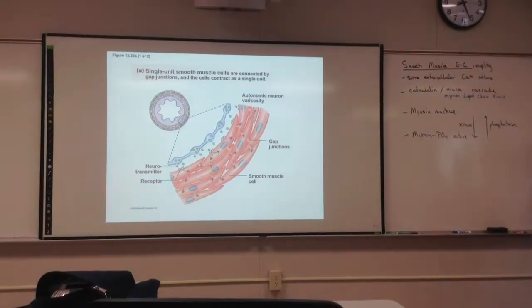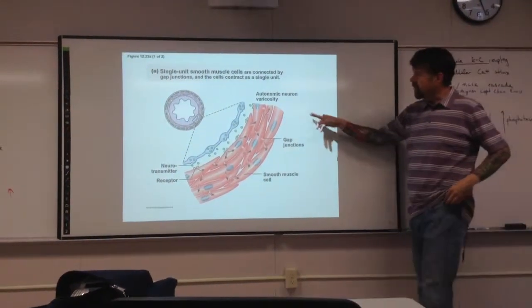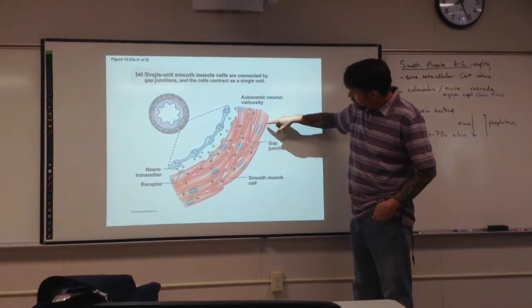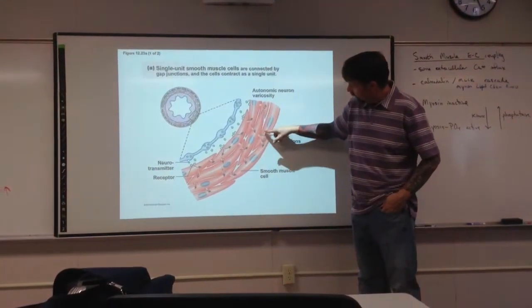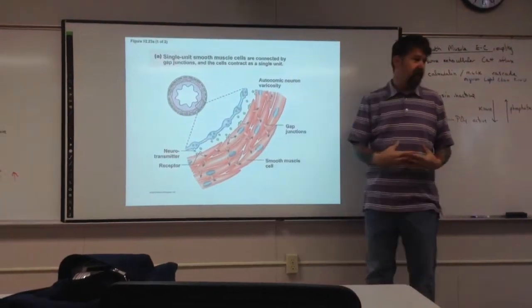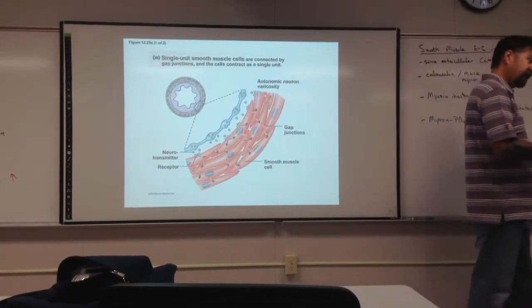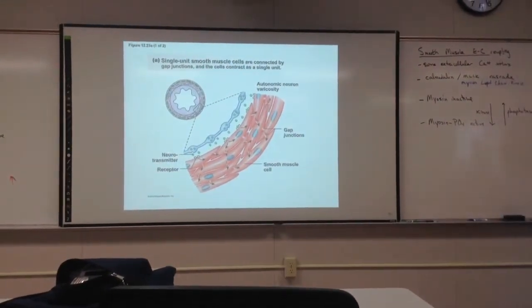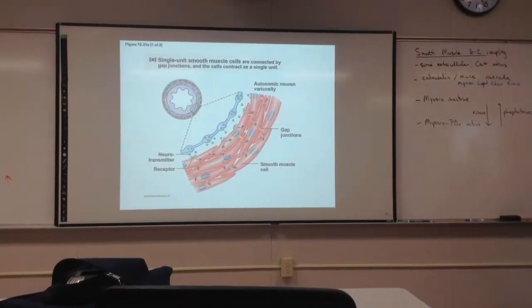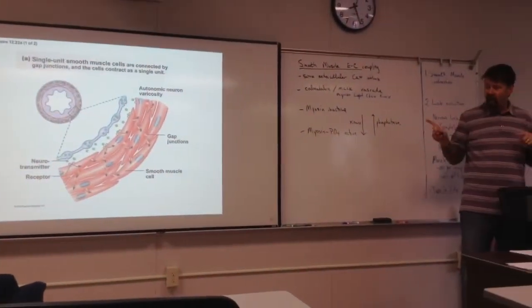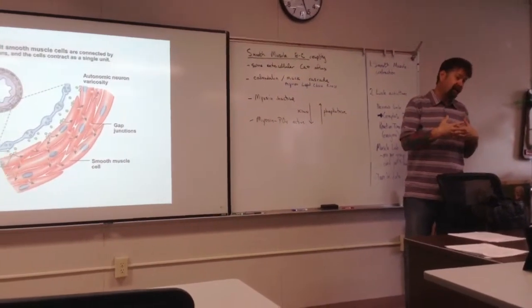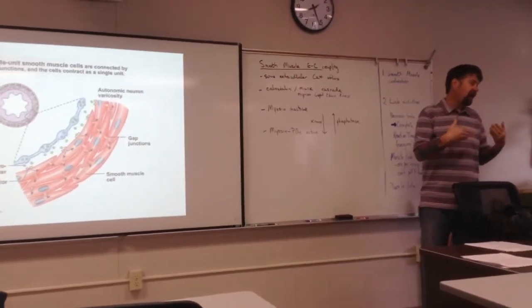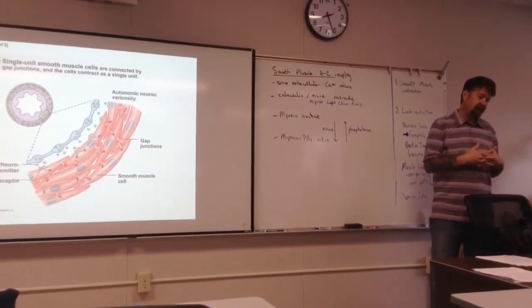Depending upon where we are, the way they're arranged. There's what's called single unit smooth muscle, and if you notice here, there are lots of smooth muscle cells that are connected by gap junctions. So these are physical connections between the two of them. The reason we call it single unit is because all of those cells function as a single unit because they're all connected. Right? So I can't regulate it at the level of an individual cell.